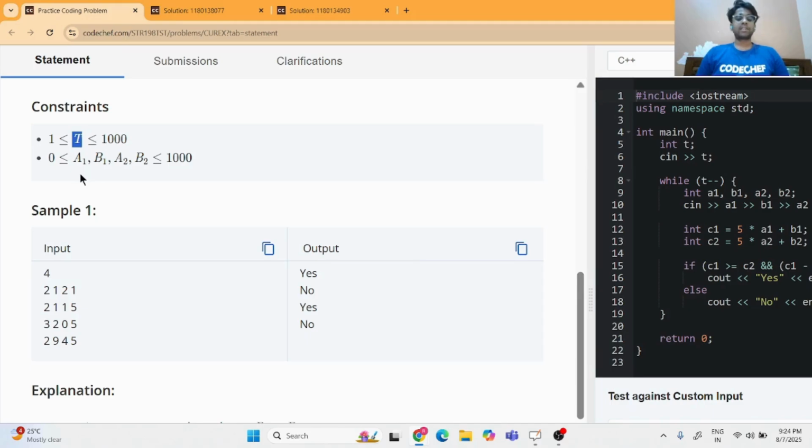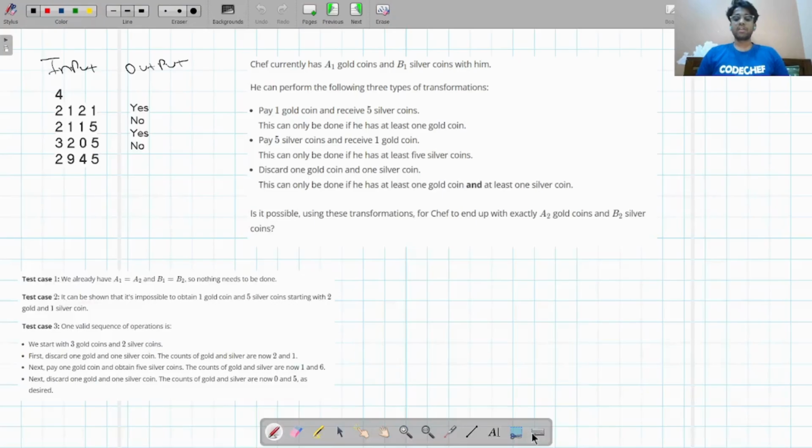So guys, now let's understand the sample test cases in the question. This question is pretty much straightforward to understand. It says that Chef currently has A1 gold coins and B1 silver coins with him, and he can perform the following three types of operations. That is, pay one gold coin and receive five silver coins. This can only be done if he has at least one gold coin.